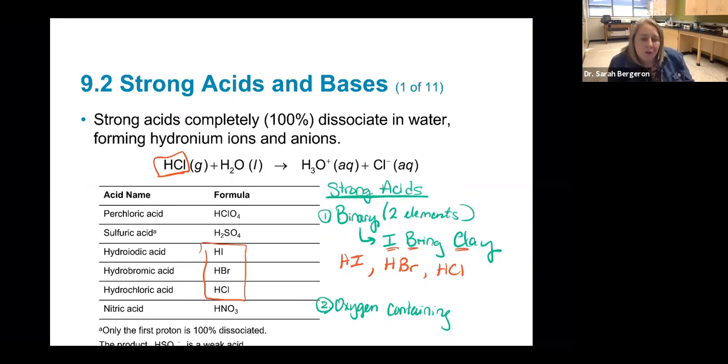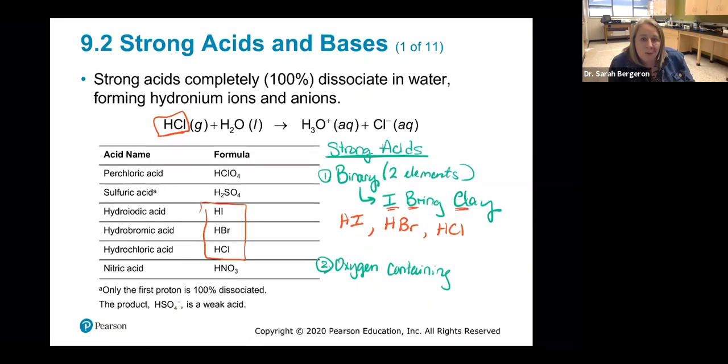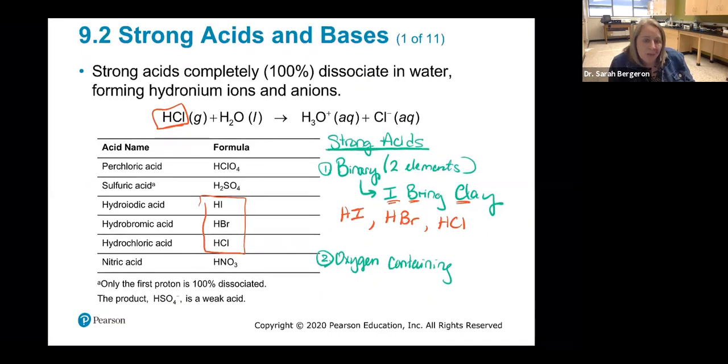Then there are strong acids that contain oxygen. And the way that you know that they are strong or not is you count the number of hydrogens and oxygens. And what you are looking for is two more oxygens than hydrogens. So in this case, let's look at perchloric acid. We have one hydrogen and we have 4 oxygens. That gives us 3 more oxygens than hydrogens, so it's strong.